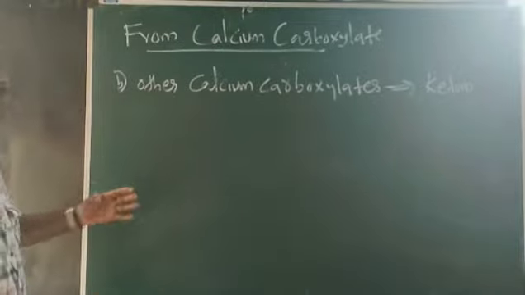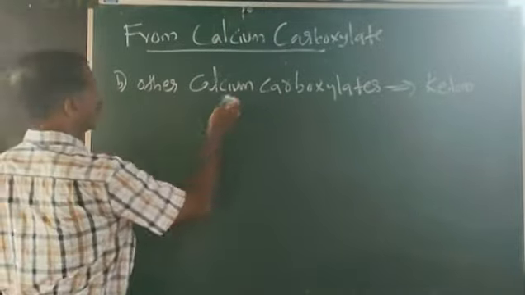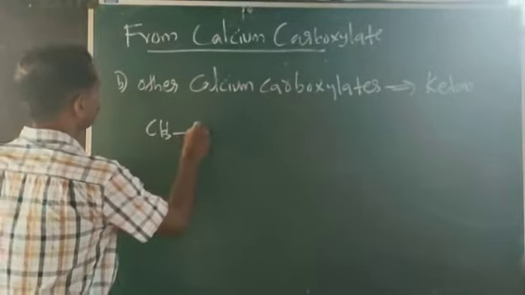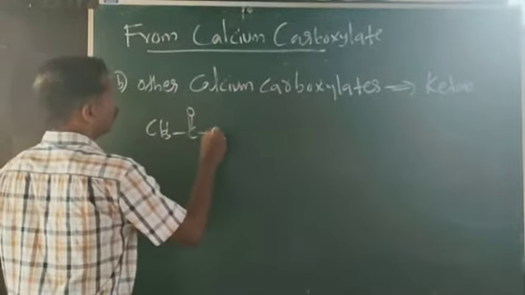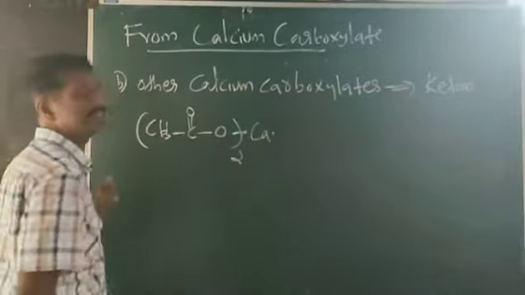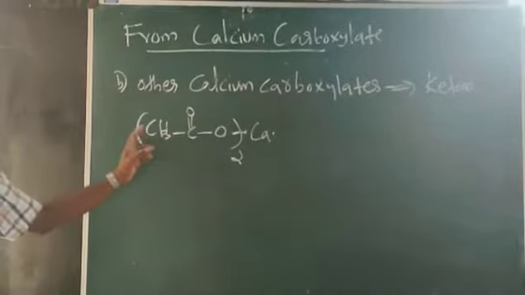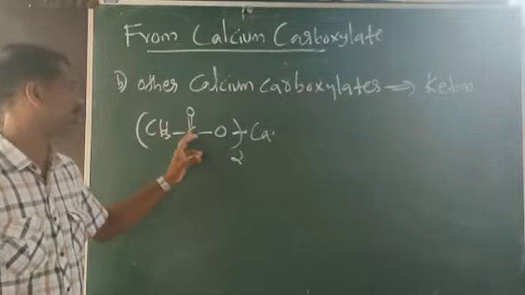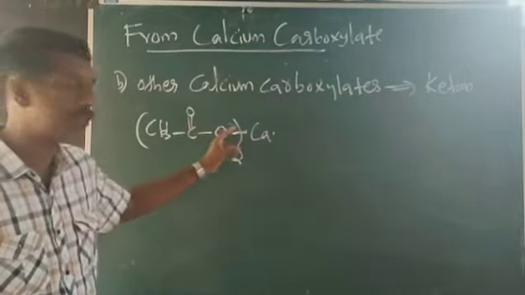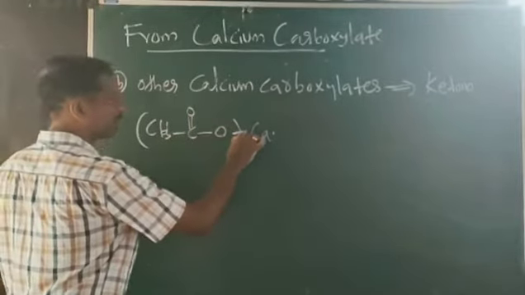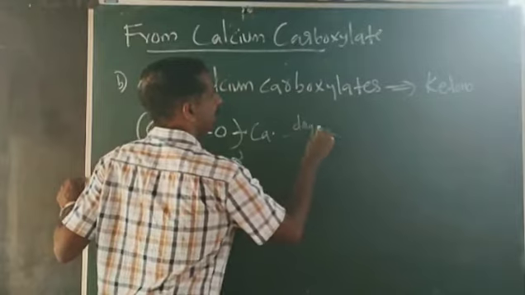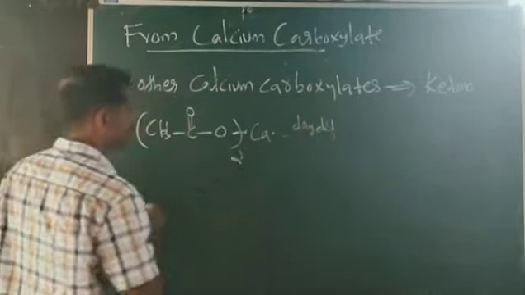So look at it here. We are taking another calcium carboxylate, (CH3COO)2Ca. What is this one? Calcium acetate, because acetic acid is CH3COOH, and the calcium salt of acetic acid is known as calcium acetate. If you take calcium acetate on dry distillation, what will you get? Look at it here.